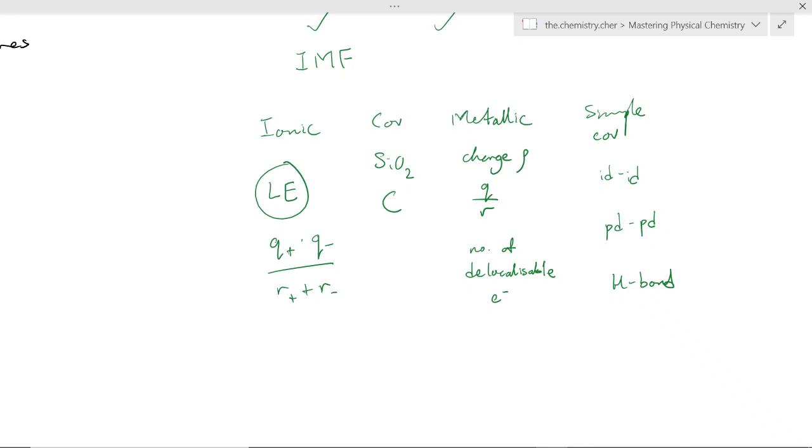For id-id interactions, there are two factors, namely the surface area of interactions and the total number of electrons. For pd-pd, it is simply the net dipole. Whichever molecule has a greater net dipole will have a stronger pd-pd interaction. And lastly, for hydrogen bonding, it can be the average number of hydrogen bonds or simply the polarity of the X-H bond, where X is equal to F, O, or N. So do take note of that.